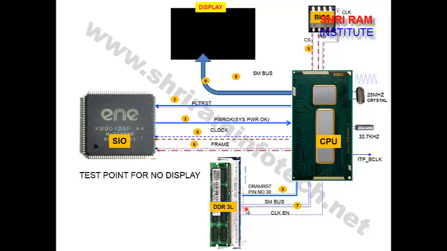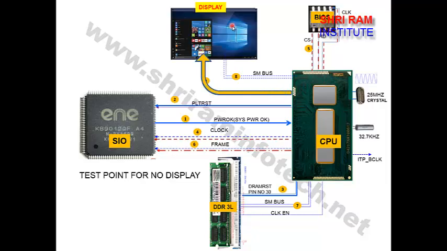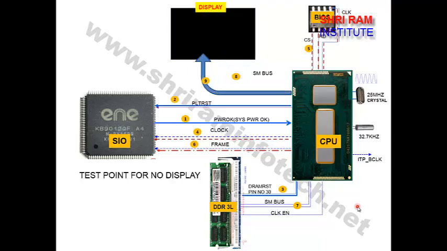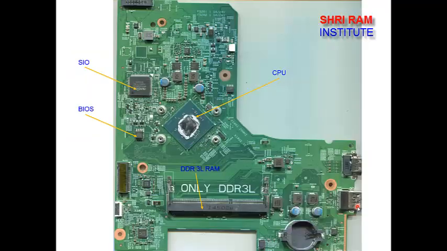Now if the SPD is also okay, then the next signal the CPU generates is the SMBus to the display. So you have to check the SMBus to the display. If this SMBus is perfect, and the display panel is there and the CPU accesses the panel, then the CPU sends a video signal called LVDS signal, and the display will appear. So in this way the display comes on the 5th generation motherboard.